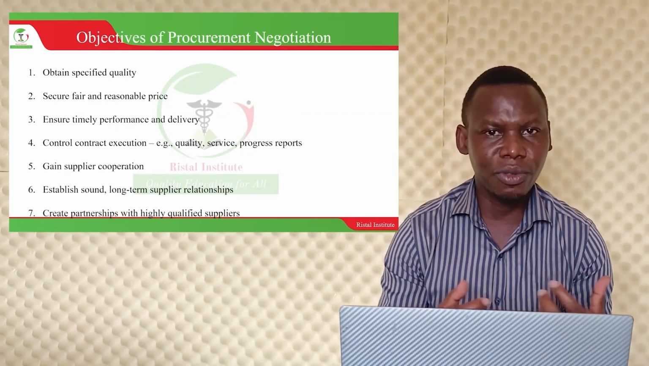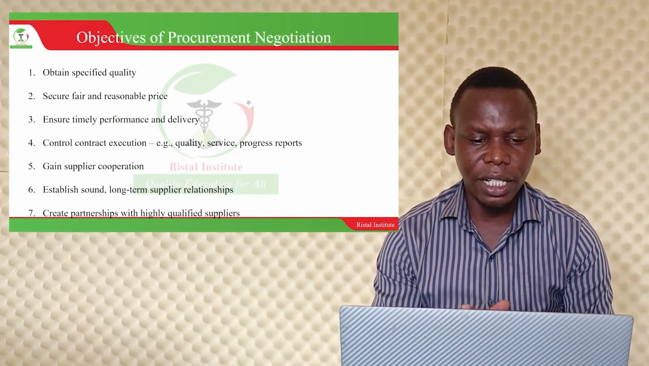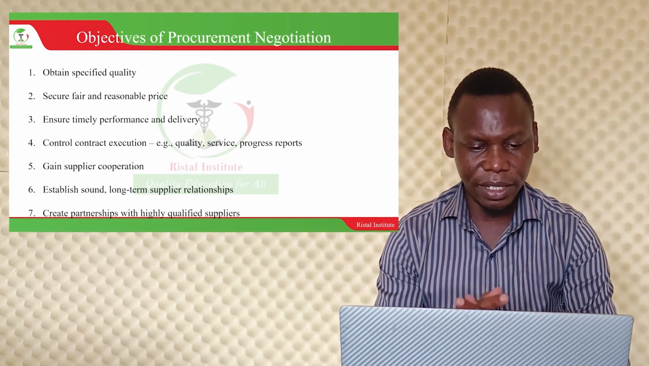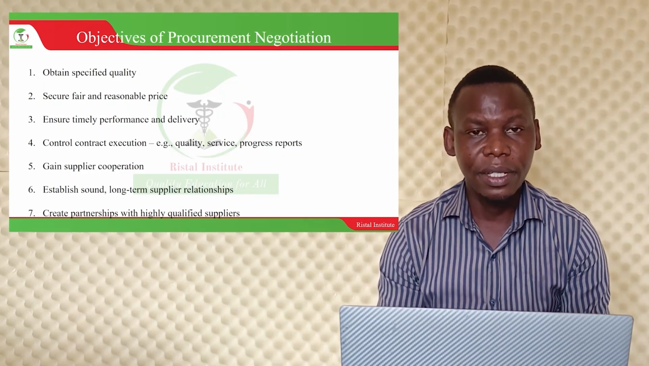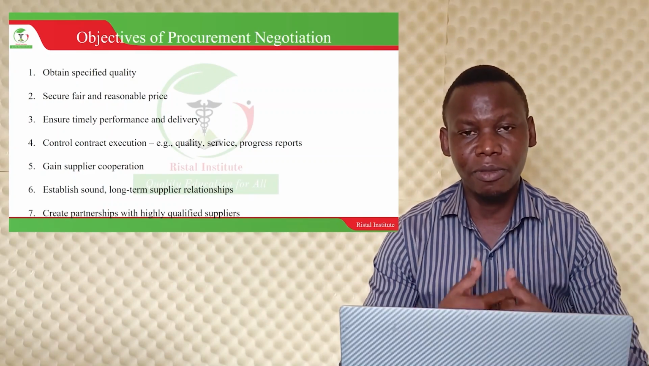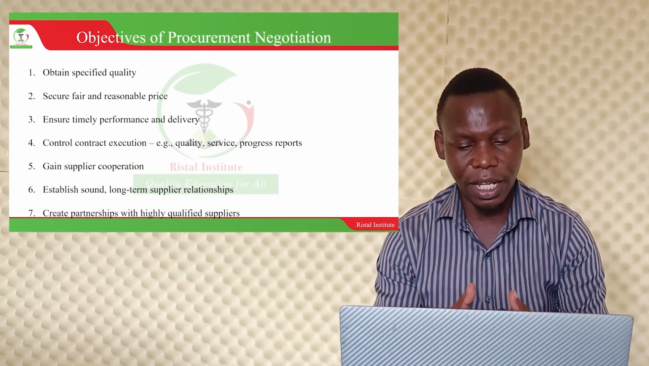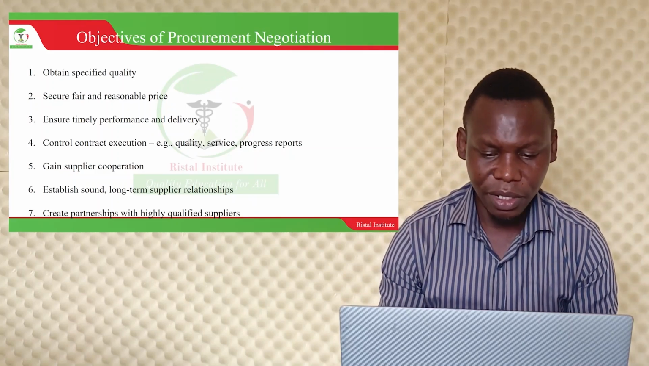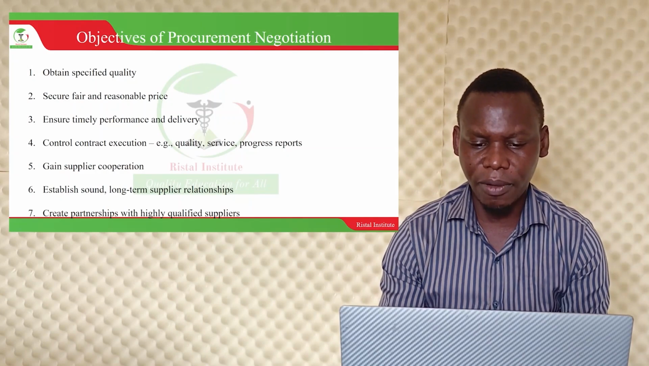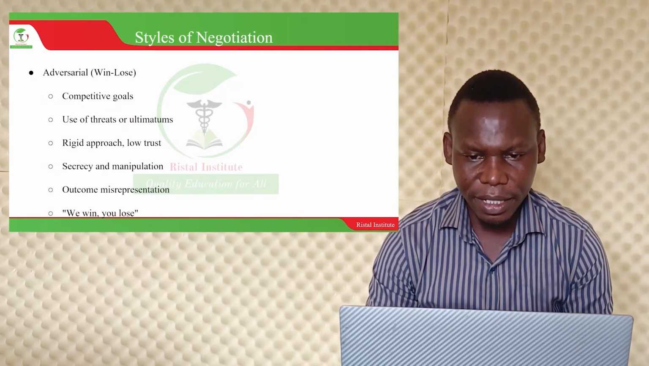Sometimes it helps you to interact with the supplier. Establish a sound and long-term supplier relationship. It helps us to have a good relationship with our supplier, because if a buyer and a supplier can sit down and talk and discuss, then they create a good relationship. Create a partnership with high quality suppliers, and that is with objectives.